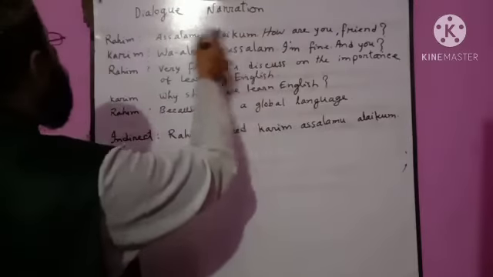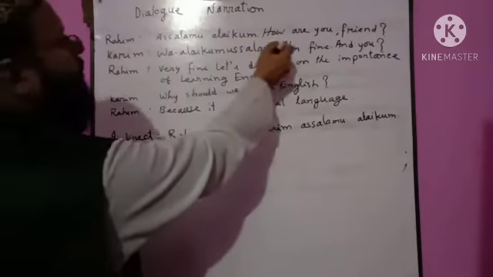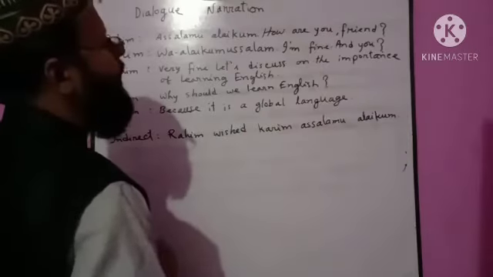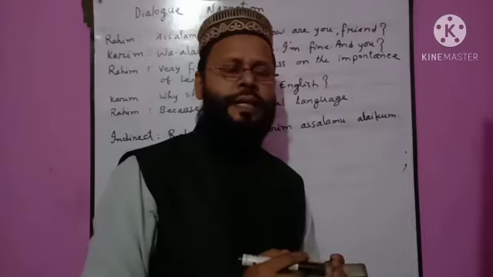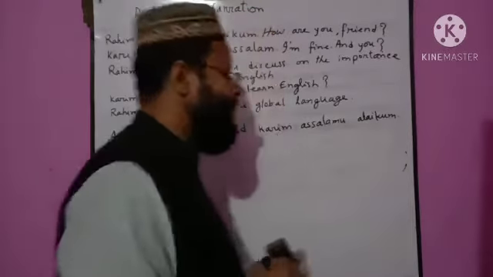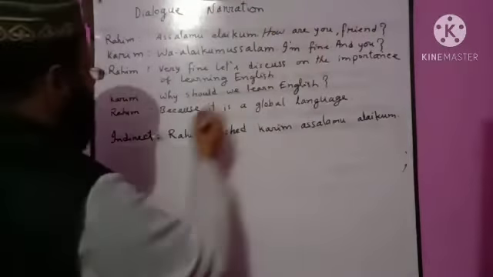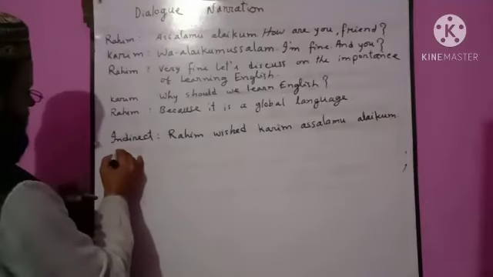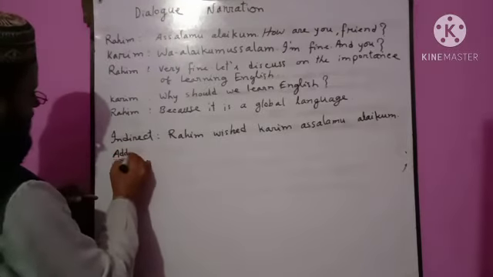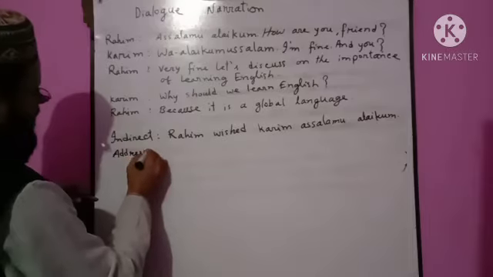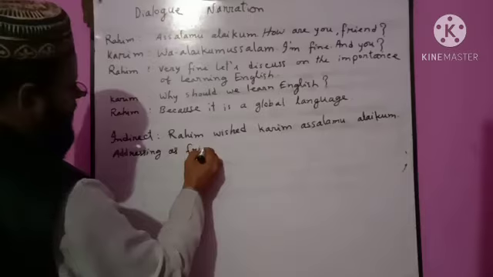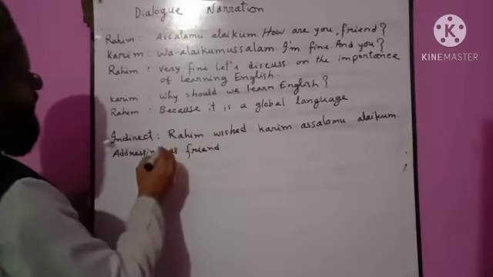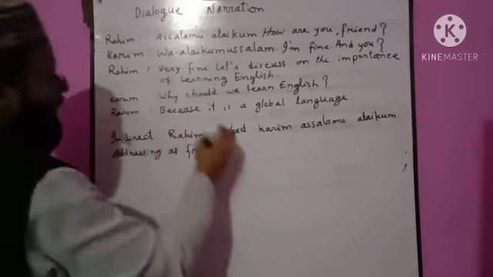Then another sentence. How are you, friend? Here is a vocative case. For vocative case, we shall write addressing as plus the vocative case. That is addressing as friend. And the speaker again is Rahim.